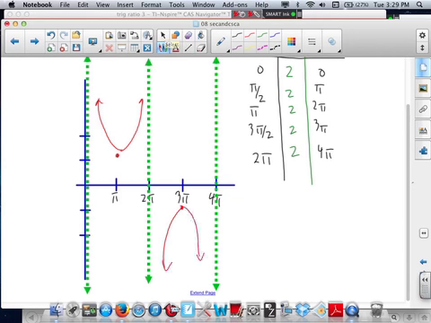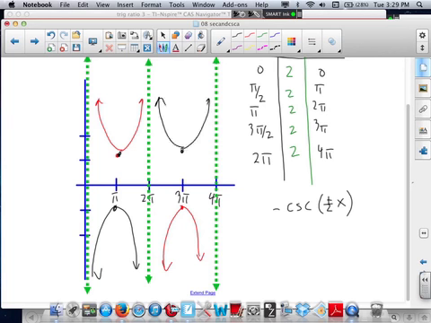One more thing I'd like to mention before we close this out. If I had the problem negative cosecant of 1/2 x, what would that negative do? It would actually take this and flip it to like this. So it would go down first and then up second. That's what a negative does to these problems.